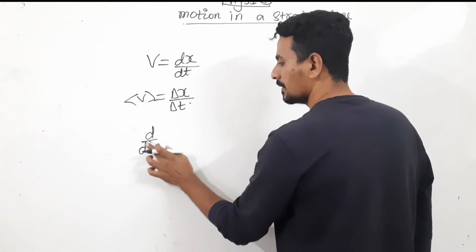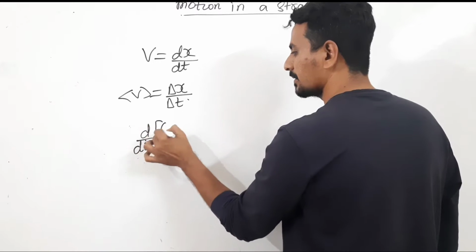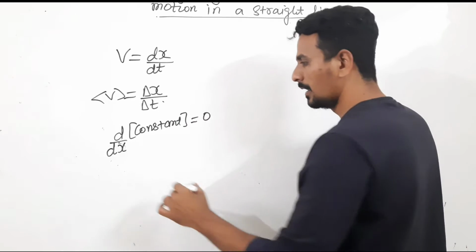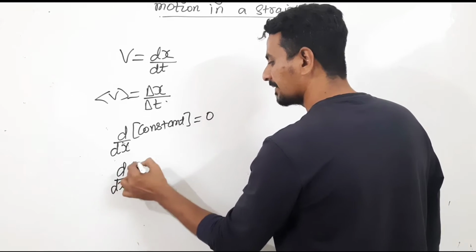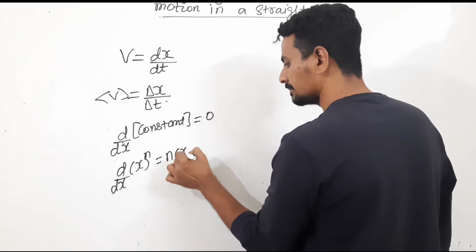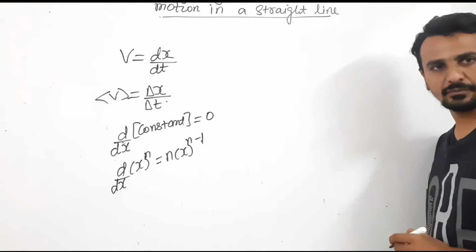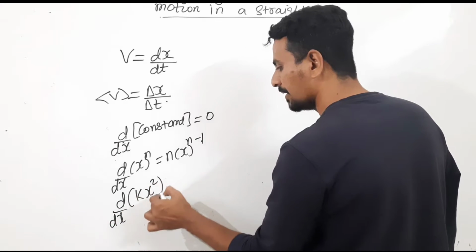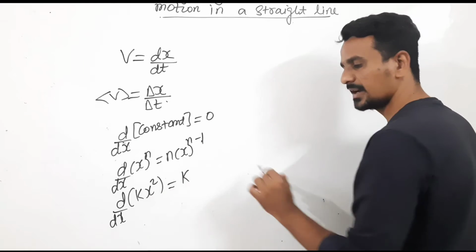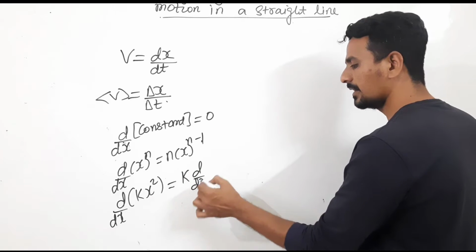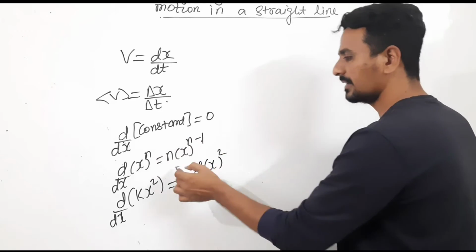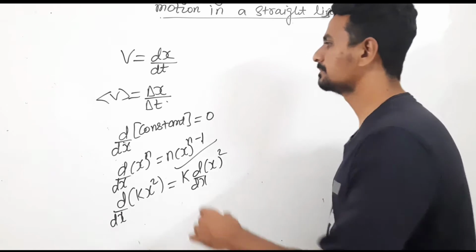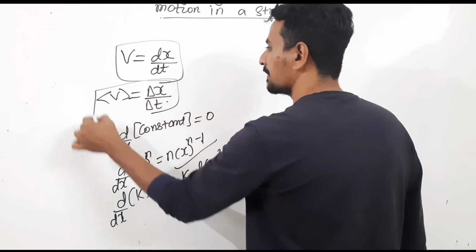Differentiation of any constant term will be 0. Differentiation d by dx of x raised to n will be n times x raised to n minus 1. And for differentiation of any constant multiplied by a variable, the constant will be taken outside and then you have to differentiate, for example d by dx of x square, by using this formula. So these were the formulas which we have seen, and this is instantaneous velocity, this is average velocity.